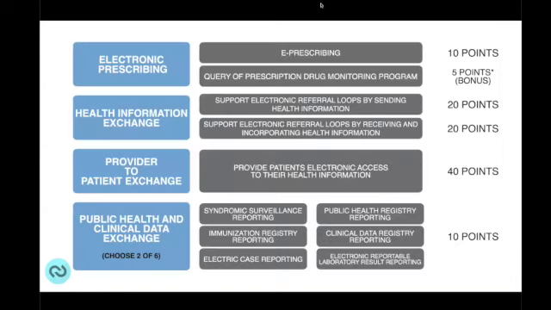So this slide, I'm not going to go through the whole slide. I'm just going to leave it up here for a second and highlight how the point structure is broken down. And again, they need to have 50 points or higher in order to make it through, if you will. The 4 categories that we talked about are electronic prescribing, health information exchange, provider to patient exchange, and public health and clinical data exchange.